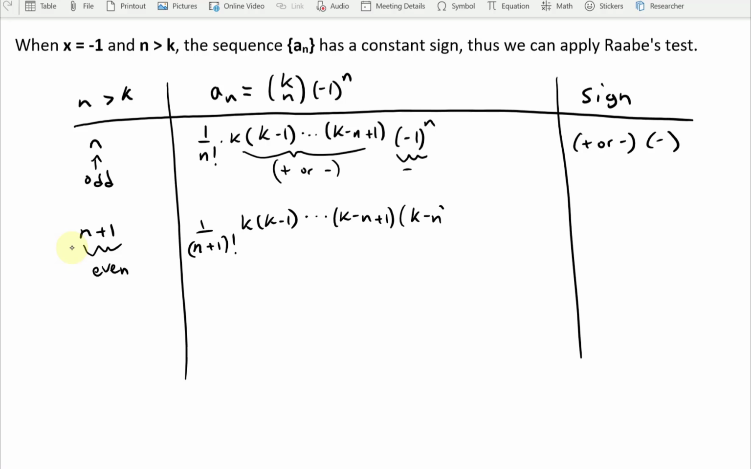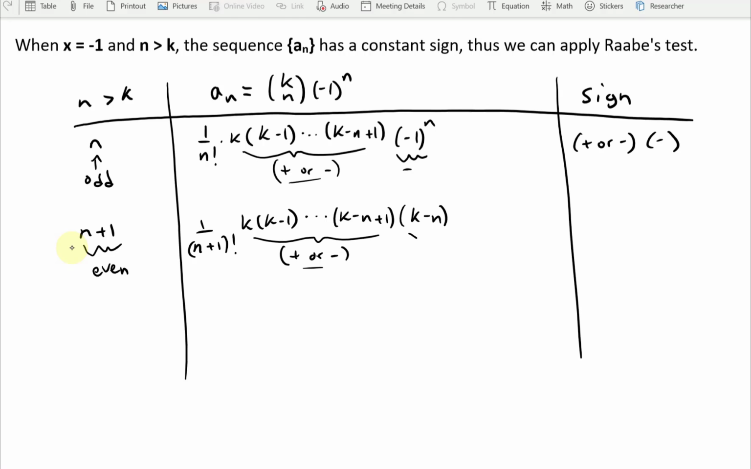So k minus n, like that. And this one right here, we already know this is plus or minus. Plus or minus, so nothing changes. So it's always going to be plus or minus as above. So same one here, same one here. And then this one's going to be k minus n.